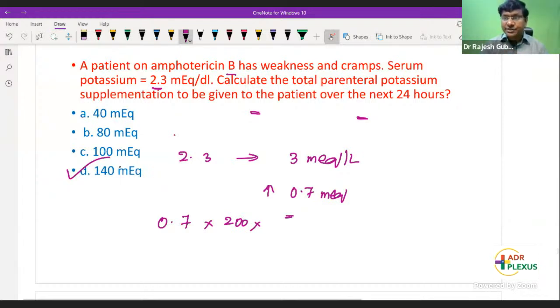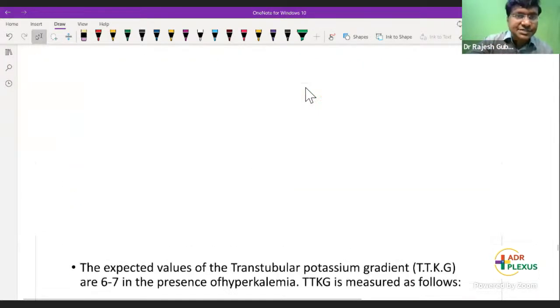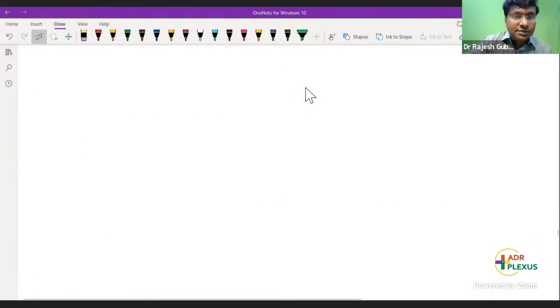This is a very important question. In the entire discussion of today, this question is very, very important: how to do the potassium correction, right? What is the rate at which, or how much, potassium chloride you have to give in the next 24 hours? This question is very important. And another point which is very important in today's discussion is this particular table.